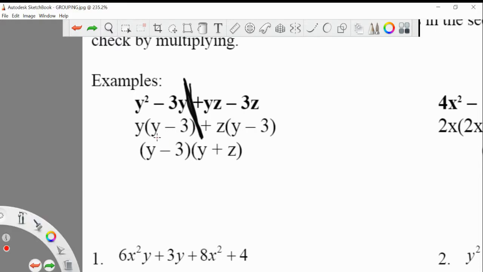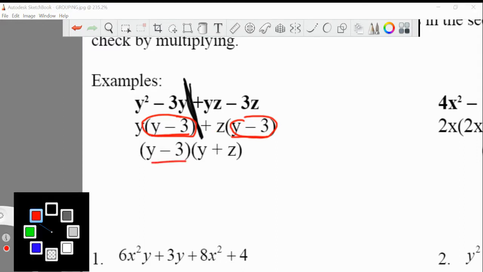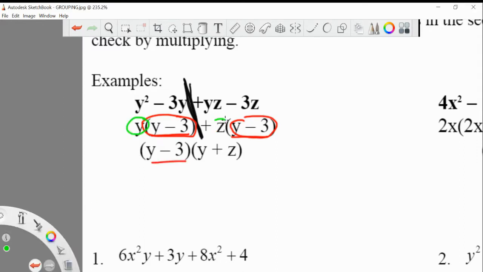Now, the most important thing when it comes to grouping is that these 2 things have to be exactly the same. You have to have y minus 3 on the left. It has to be y minus 3 on the right. If this works, y minus 3 is going to be one of your answers, and your other answer is going to be the leftover stuff, y plus z. And so that's how you're going to come up with your 2 solutions here.